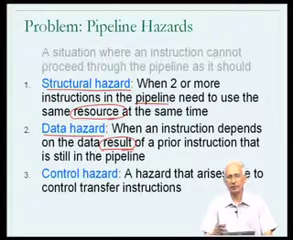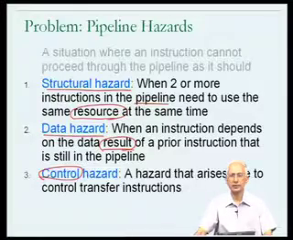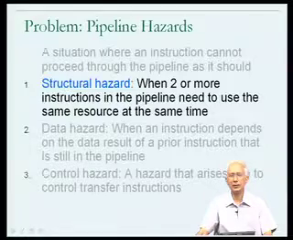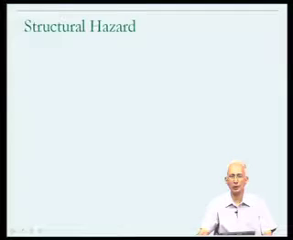Now, the last kind of hazardous situation that I am going to talk about is something called the control hazard, and as the name suggests, this is a hazardous situation that arises due to control transfer instructions, and we will see each of these in a few slides in the discussion to follow. Let us start by looking at the structural hazard. This is a situation where two or more instructions in the pipeline need to use the same resource at the same time. The best way to understand the structural hazard will be to look at an example.